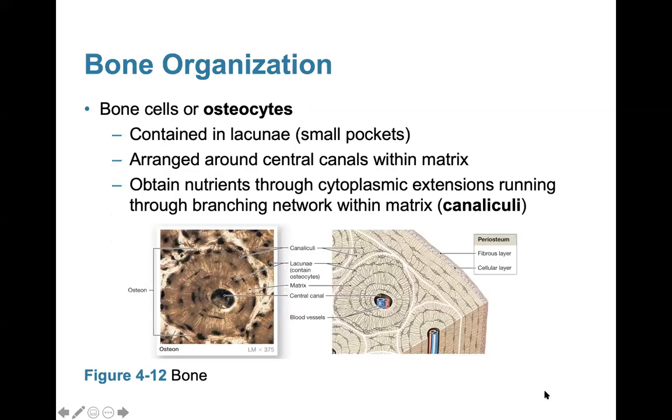Bone cells, or osteocytes, are contained in little cavities or small pockets called lacunae. You can see that here. Each one of these little dots right here is actually a bone cell. All of this white is calcium phosphate. So looking here, you can see the lacuna, and within that lacuna you'd have an osteocyte. Bone is very highly vascularized. It has a very rich network of blood supply. It obtains its nutrients through cytoplasmic extensions running through a branching network within the matrix, meaning the blood vessels are really interwoven within the structure of bone.